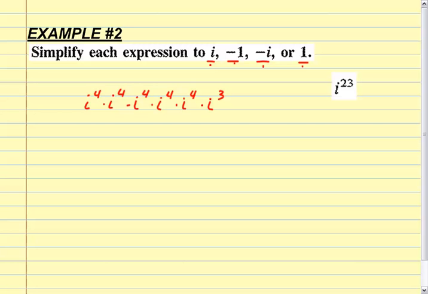23. Well, this is just 1 times 1 times 1 times 1 times 1 times negative i, right? Remember, i cubed was negative i. So my answer is negative i, okay? i to the 24th would have given us another 1, and that's just 1. But that's not what it was. It was i to the 23rd.